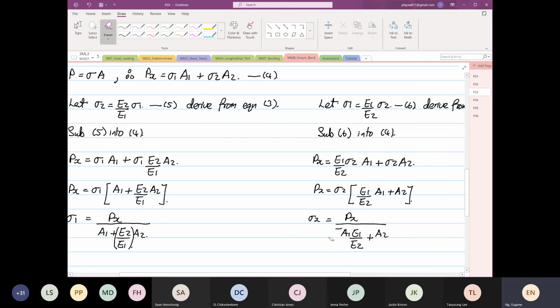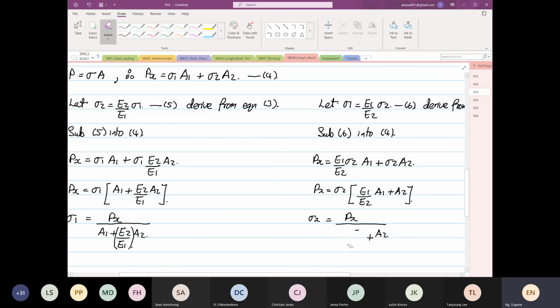The equation, not quite a similar trend. One thing that's common is we still apply what? One's Young's modulus over the other Young's modulus. You all see that?